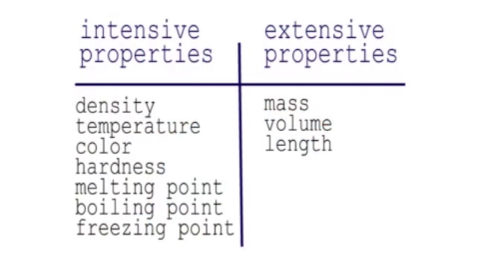One more thing. How do I keep from getting these two properties mixed up? Look at your T-chart. There are way more intensive properties than extensive properties. You've just got to tell yourself, this list is intense. Most of them are intensive properties, except for three. Mass, volume, and length. These are excluded from the intense group. So really, all you have to memorize are those three extensive properties. The rest are intense.